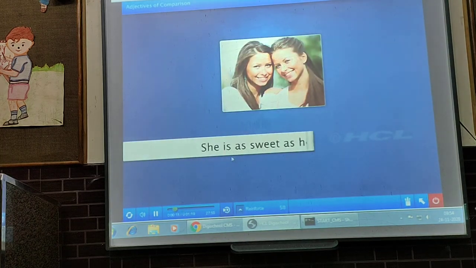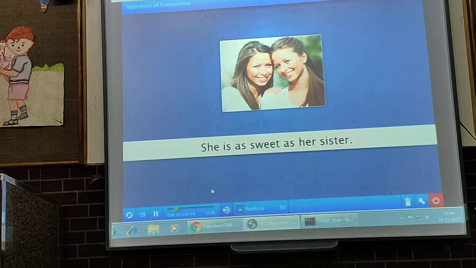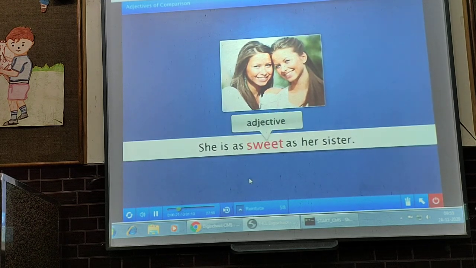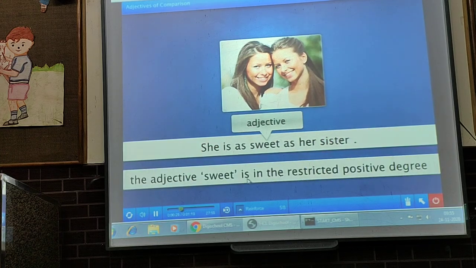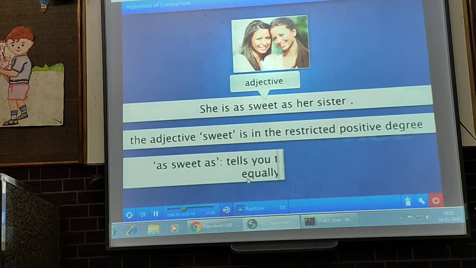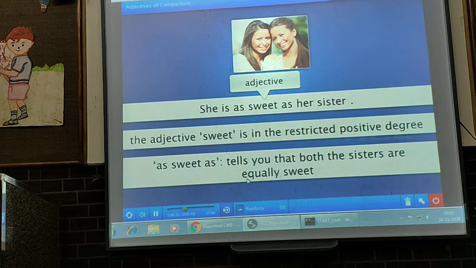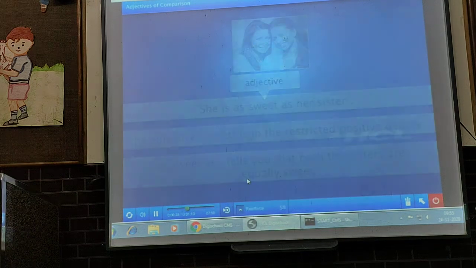Read this sentence. She is as sweet as her sister. In this sentence, the adjective sweet is used to compare the two sisters. The adjective sweet is in the restricted positive degree, and so it is used with the conjunction as to tell you that both the sisters are equally sweet.